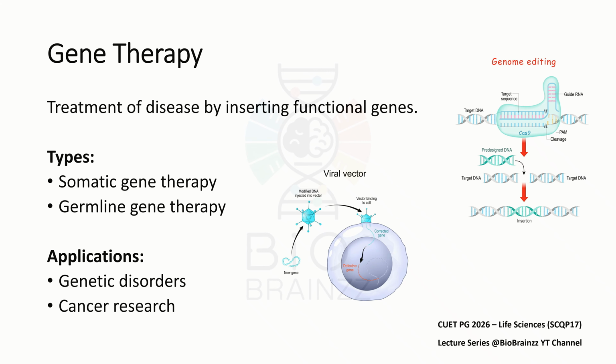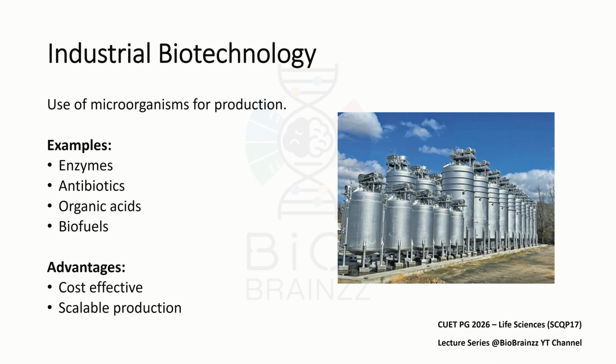Gene therapy treats diseases by introducing functional genes into patients' cells to replace defective ones. Somatic gene therapy affects only treated individuals, while germline therapy affects future generations. It holds promise for treating inherited disorders and certain cancers.